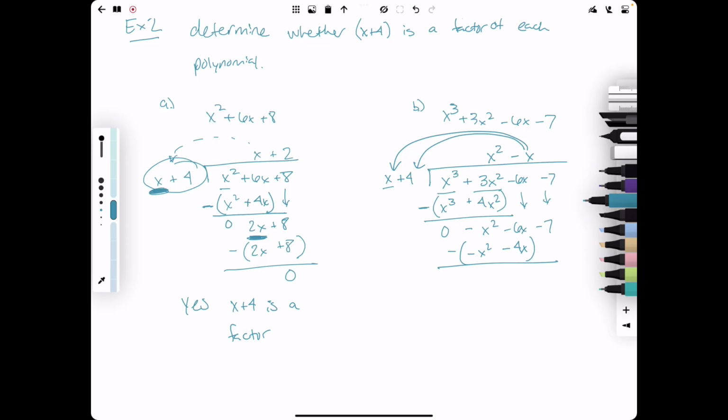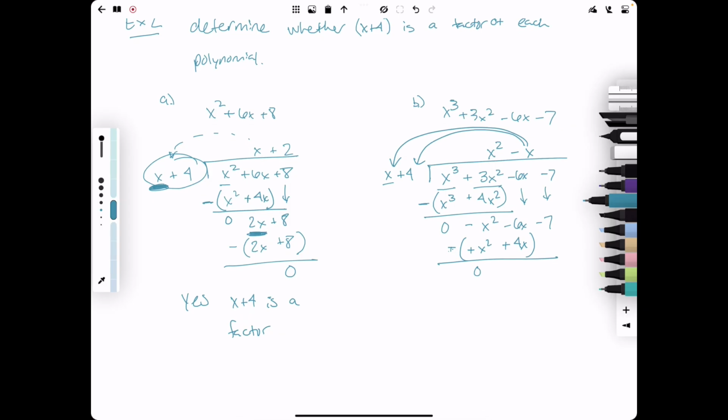Negative x squared minus negative 4x squared is 0. Negative 6x minus negative 4x is plus, so negative 6x plus 4x is a negative 2x. Bring down the negative 7. Notice that we didn't use the negative 7 yet. You don't always have to bring everything down, but so that you don't forget it, I would recommend you keep bringing down what's left.